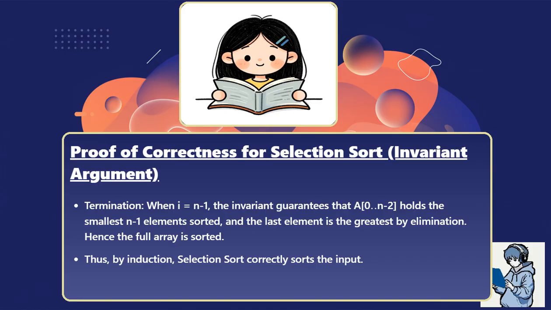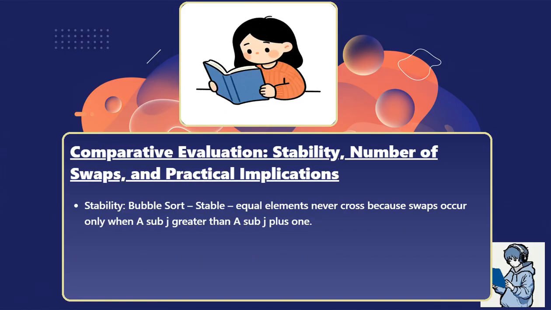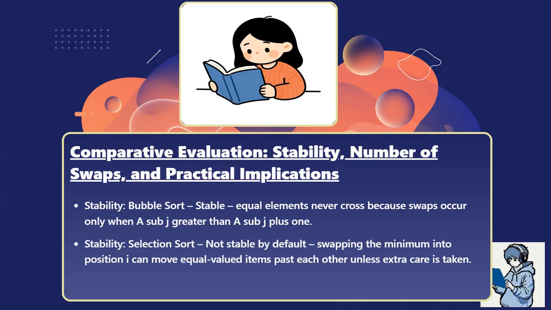Thus, by induction, selection sort correctly sorts the input. Stability: bubble sort is stable. Equal elements never cross because swaps occur only when a[j] is greater than a[j+1]. Stability: selection sort is not stable by default. By swapping the minimum into position i, I can move equal-valued items past each other unless extra care is taken.